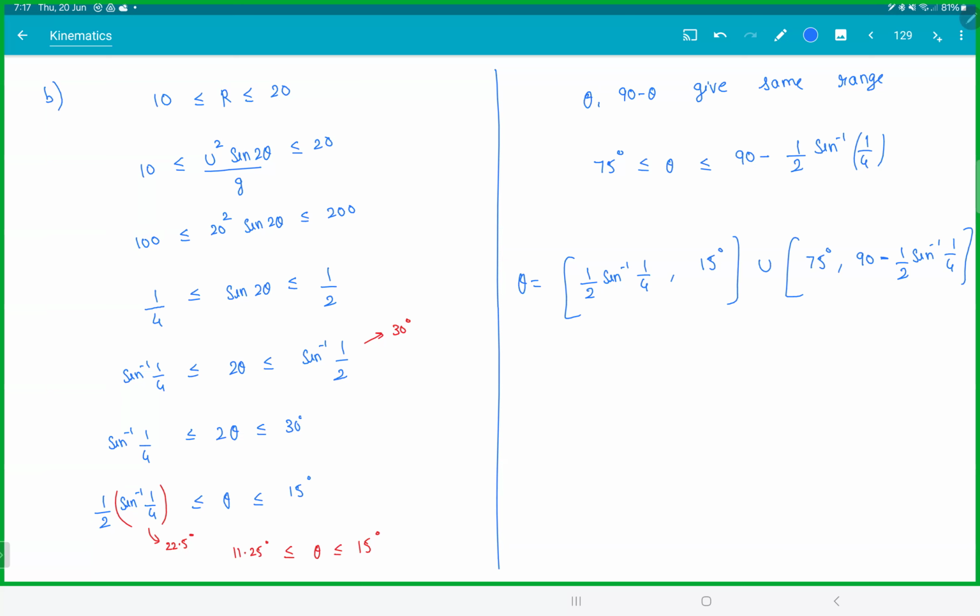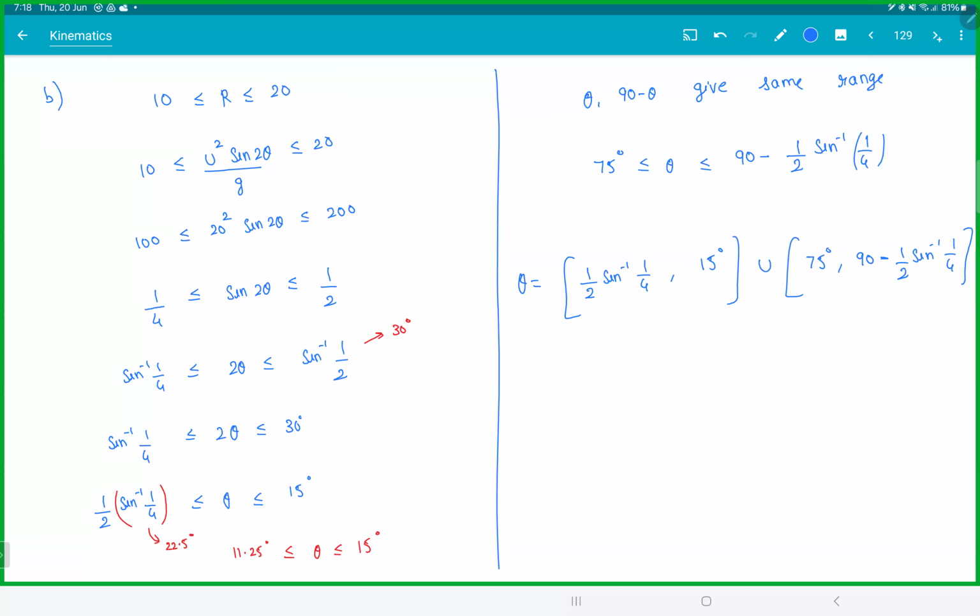So there, if you try to put that, I think that comes out to be how much? 88.75? So 75 to 88.75 and 11.25 to 15. 78 point. There. So within that range, you will be falling into the boat.